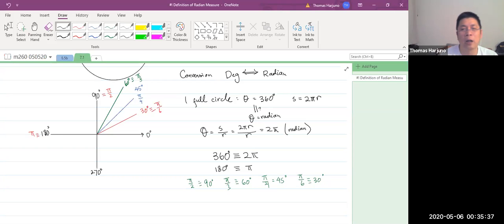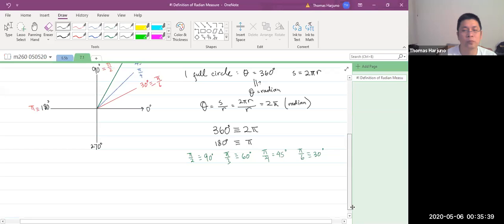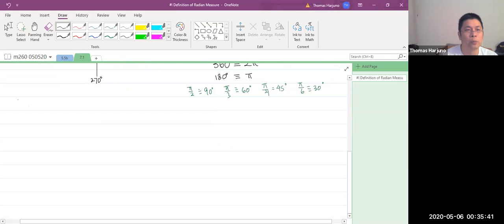Now, how about angles in general? Then we will do the following. Suppose, for example, I want to convert from degree to radian. Suppose I have 40 degrees. What will that be in radian? Then I will multiply by pi over 180 degrees.